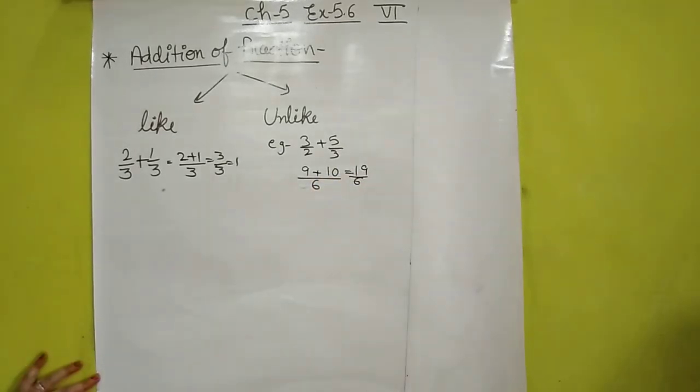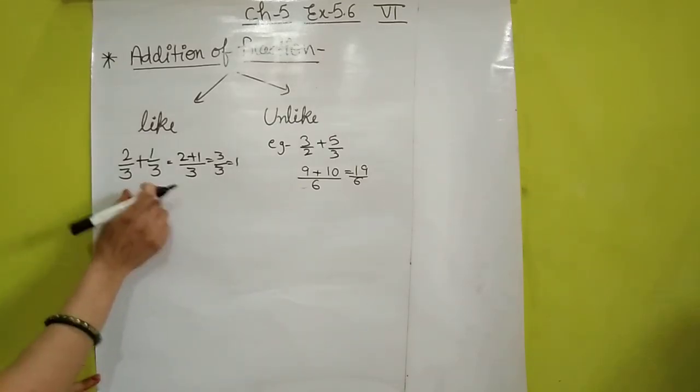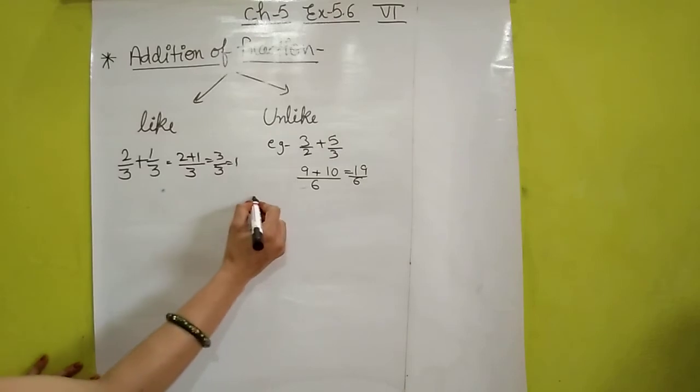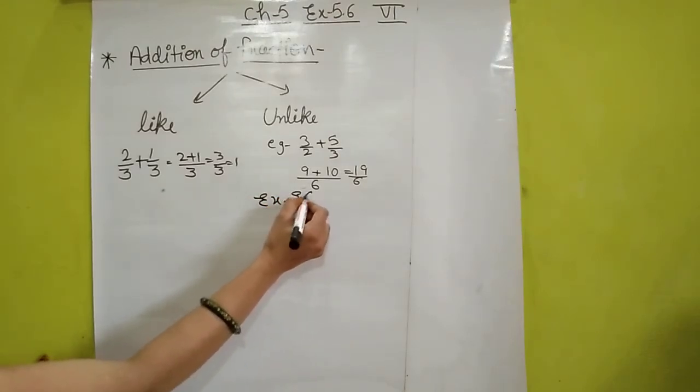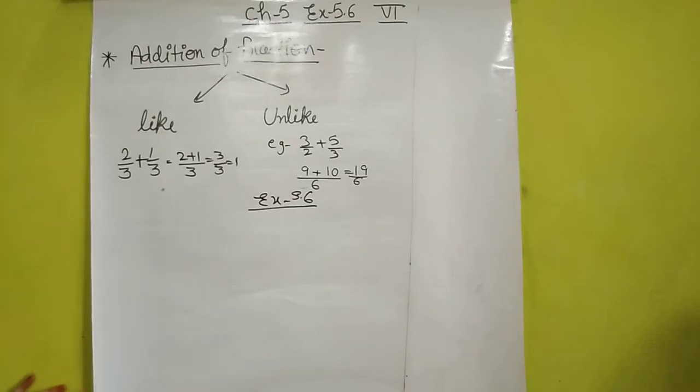So like this students, in unlike fractions we need to take LCM because of different denominators, and in like fractions LCM will be same. Now students, exercise 5.6 we will start here, and question number 1, this is add the following.